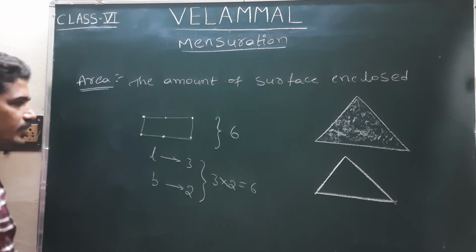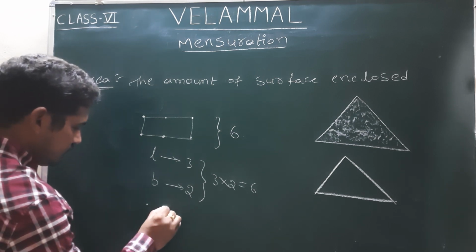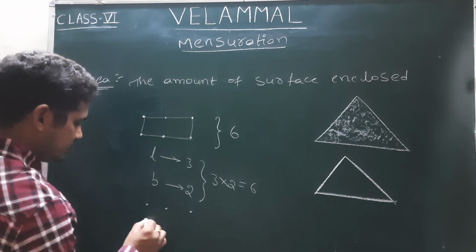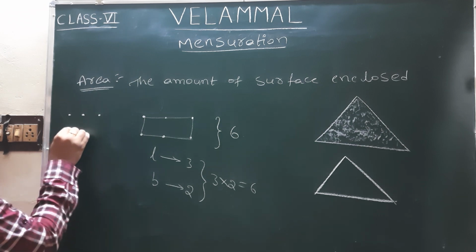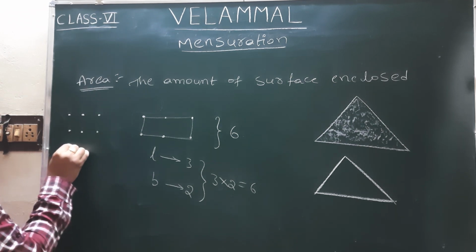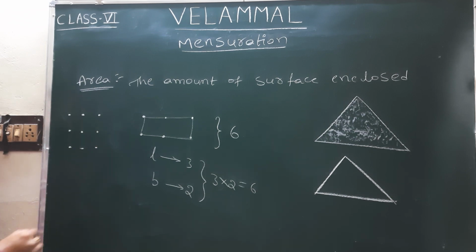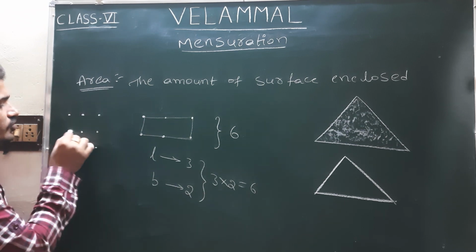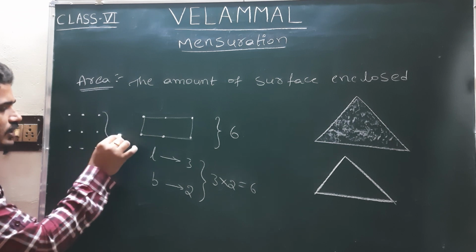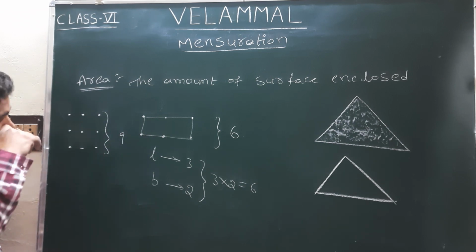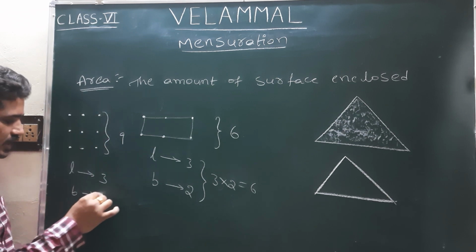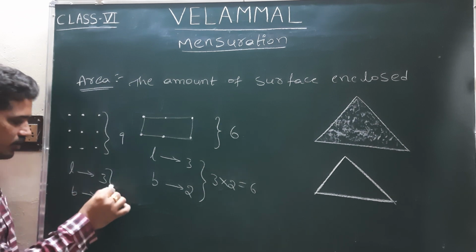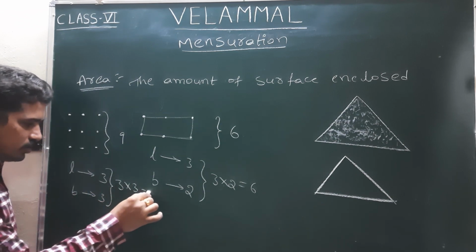Okay. Now see, one more I am taking. The same pattern I have. 1, 2, 3. Now if you observe, how many dots are there? 1, 2, 3, 4, 5, 6, 7, 8, 9, we will say. 9 are there. Now what I am doing is, length side 3 dots are there, 1, 2, 3. And breadth side also 3 dots are there, 1, 2, 3. Now 3 into 3 is equal to 9 we are getting.